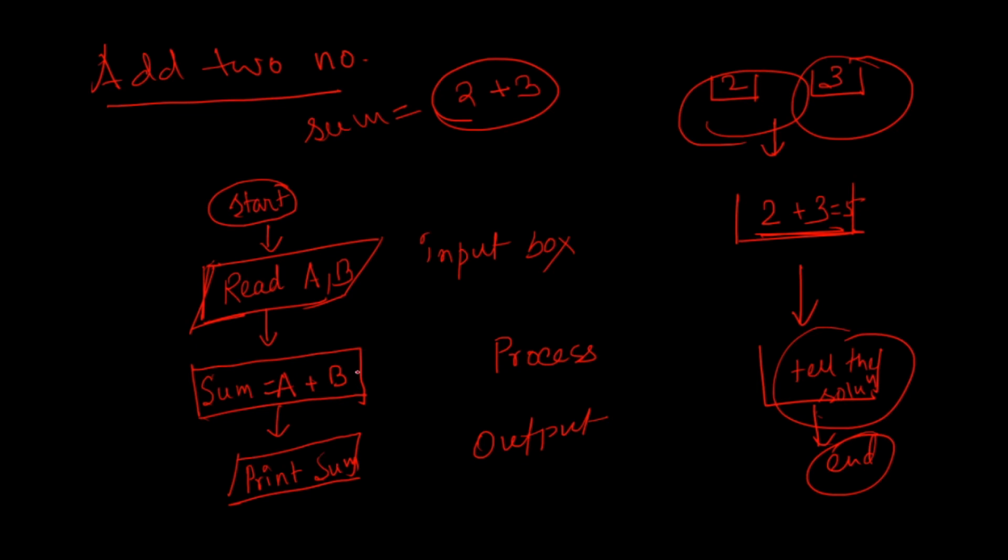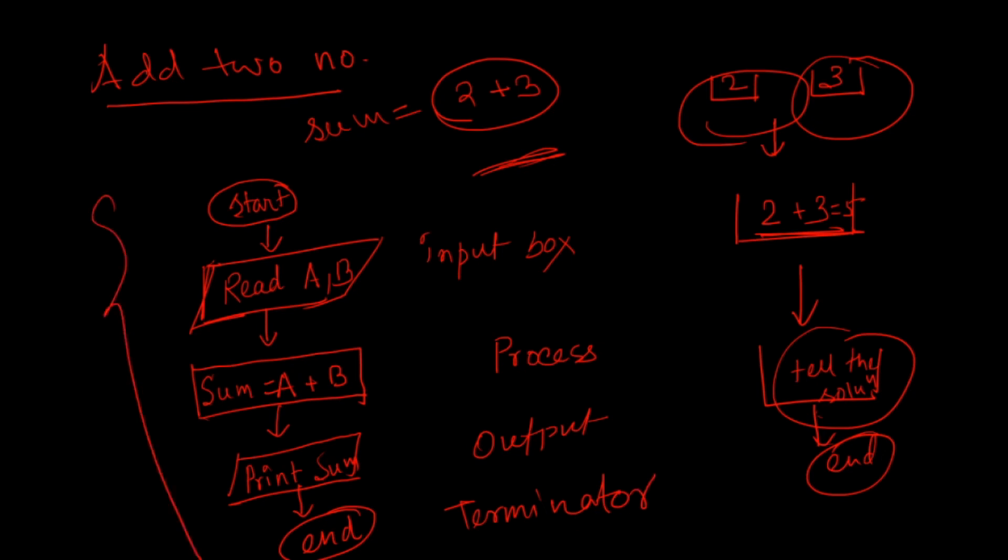I am printing sum, which, if I take this example, will be 5, and after that we are terminating the program. This is the end of the program, right? This is a terminator box, which is an oval. So in this way the flowchart is working.